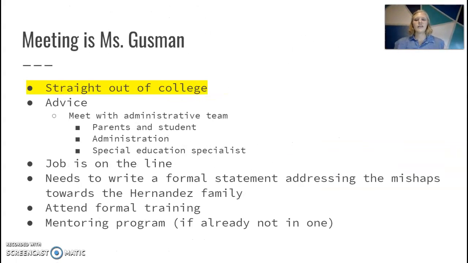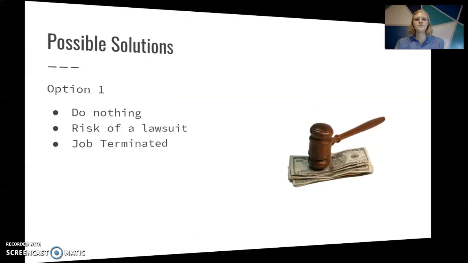First, I'd start out with advice for her, telling her that next time this situation occurs, we need to have a meeting with the parents, the student, administration, and any special education specialists to determine the best route for Miguel's education. I would also have to tell her the hard truth that her job is on the line, that she needs to write a formal statement addressing the mishaps towards the Hernandez family, and if her job is kept, she would have to go under formal training and enter a mentoring program if she's not already in one.